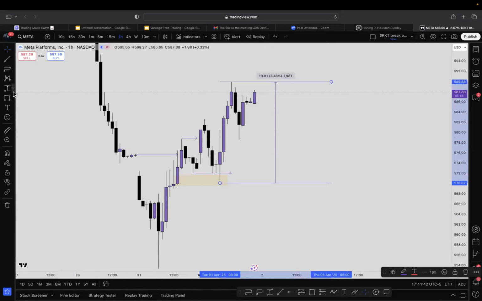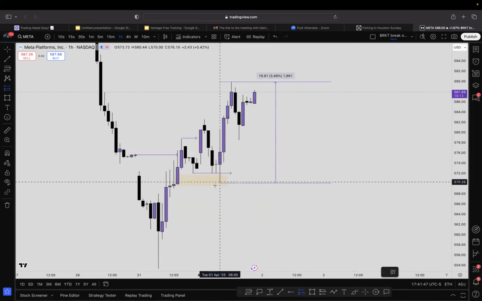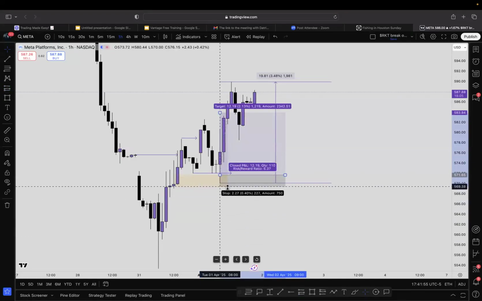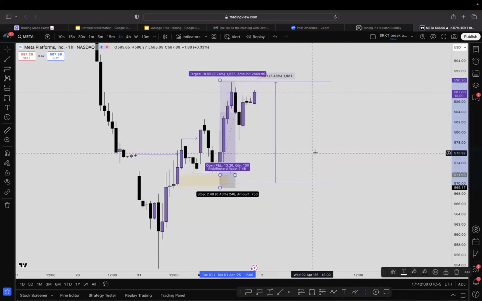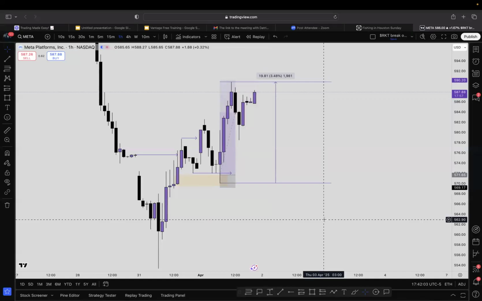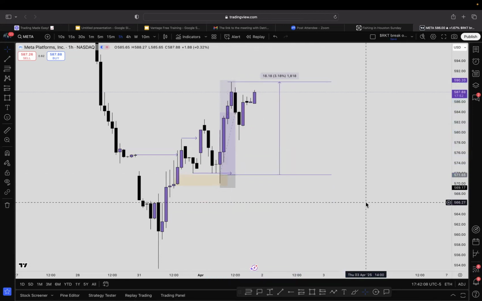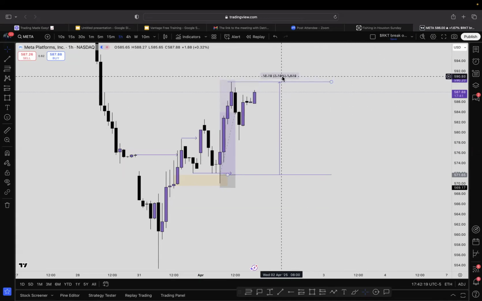Perfect. So let's just say I wanted to take a trade on it. And mind you, it's not as simple as just finding a demand and just buying it. There's a couple more steps to it. But let's just say I did. Entry here, stop loss right below demand. And as you can see, this would be a very clean trade. So just like that. Nope, no indicators. We have not talked about any indicators at all.